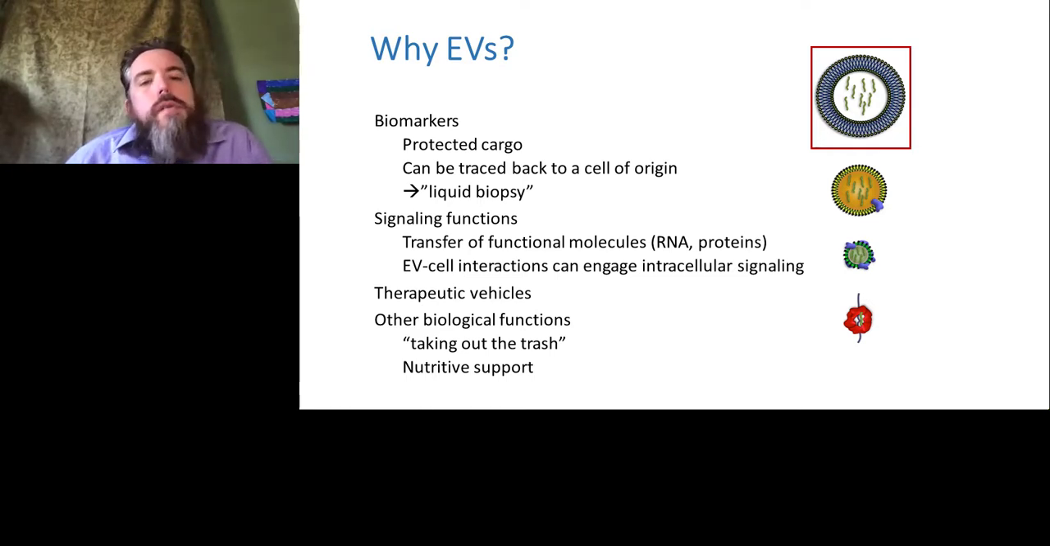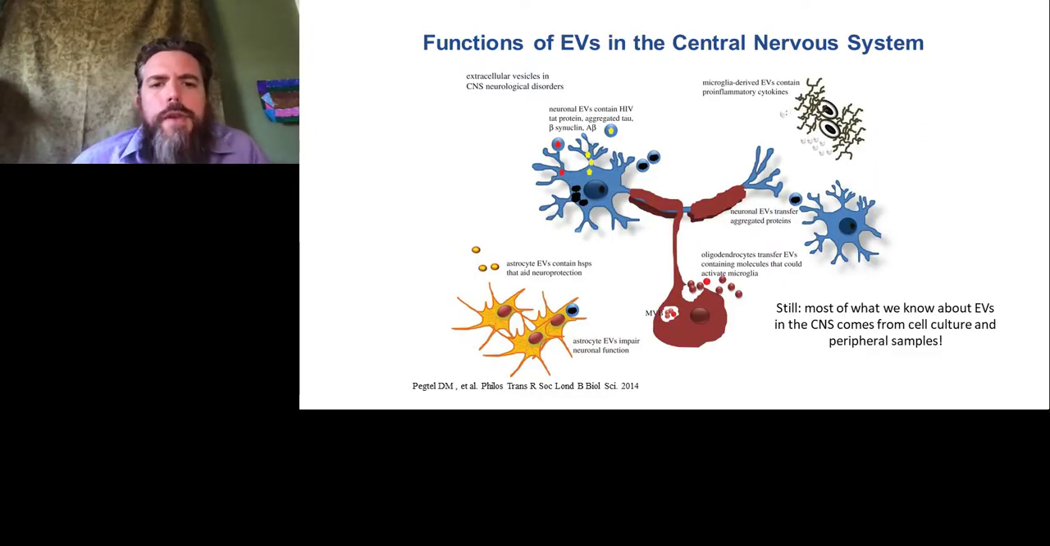And then finally, I'll just say that EVs can also be a form of nutritive support, so trophic support. So one cell can help another cell by transferring some molecules that can be used as nutrition. Some molecular recycling that occurs. In the central nervous system, there have been a lot of studies of EVs and how they participate in crosstalk between the different components of the central nervous system. So astrocytes, which are the most abundant cell in the brain, communicate with neurons and vice versa.